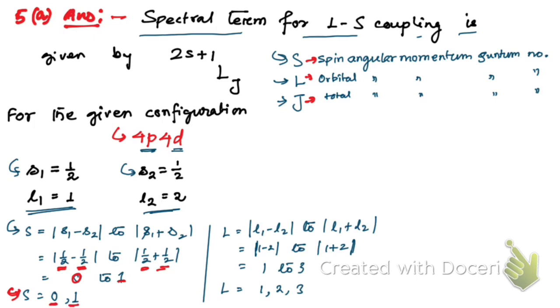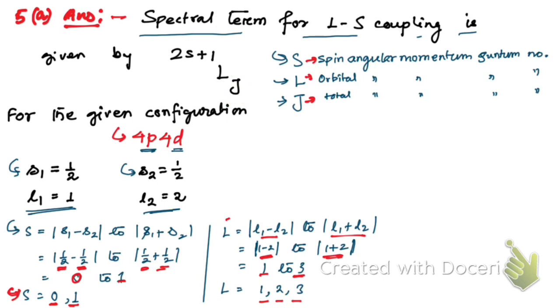Now the value of capital L is given by mod of l1 minus l2 to l1 plus l2. We have l1 and l2 as 1 and 2, so mod of 1 minus 2 to 1 plus 2, so that's from 1 to 3. That means 1, 2, 3. These are the values of L. So we have got L and S. Now let us determine J. How to determine J?